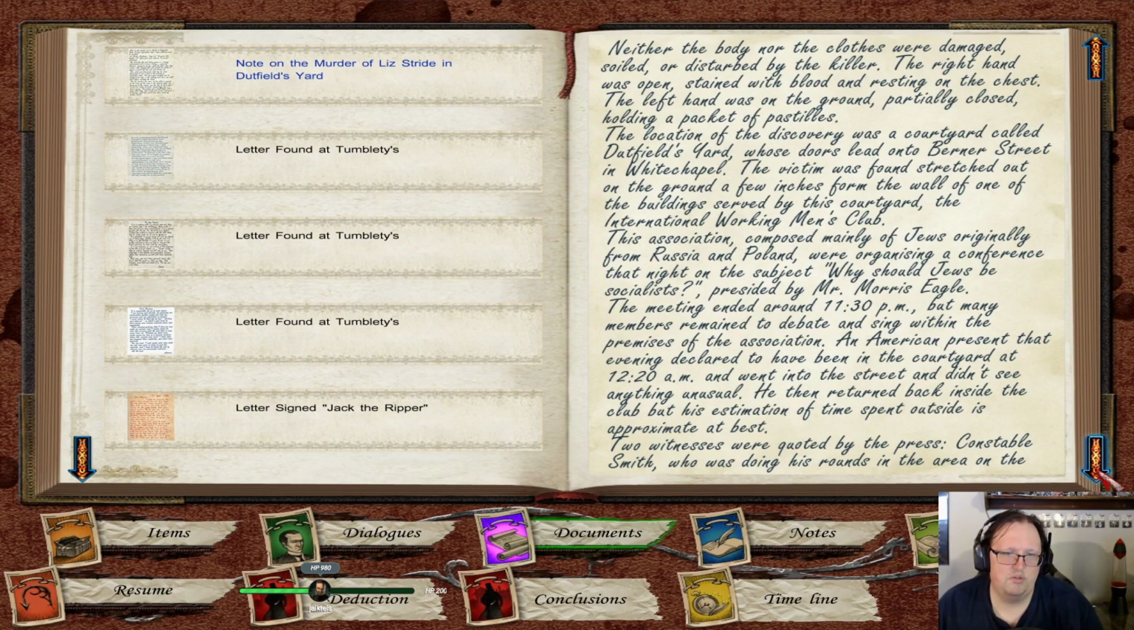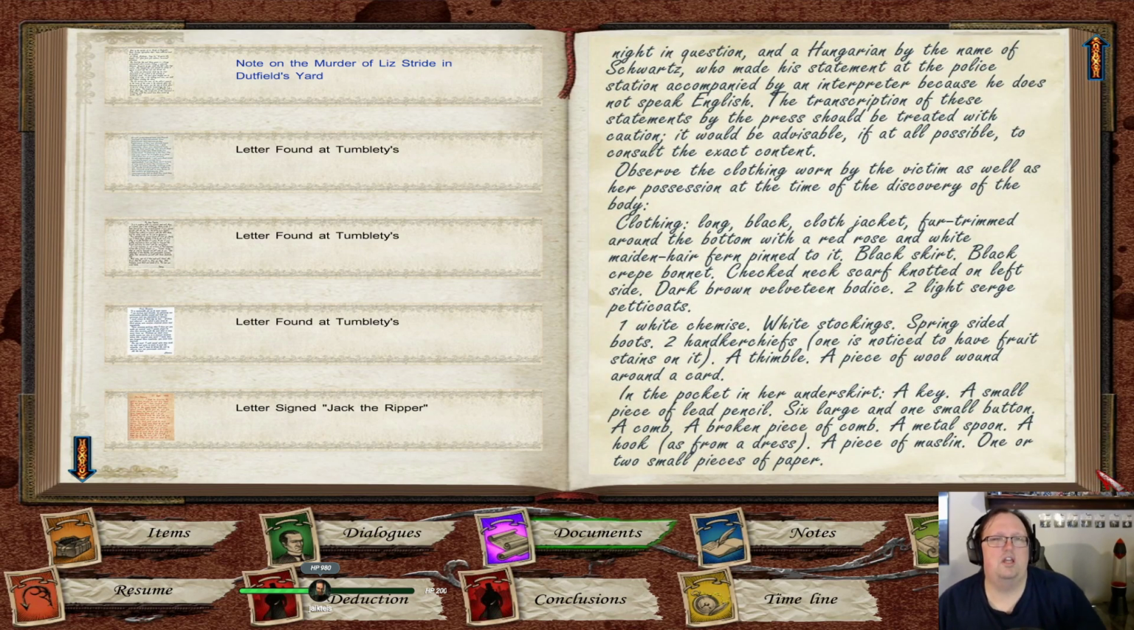Two witnesses were quoted by the press: Constable Smith, who was doing his rounds in the area on the night in question, and a Hungarian by the name of Schwartz, who made his statement at the police station, accompanied by an interpreter because he does not speak English. The transcription of these statements by the press should be treated with caution. It would be advisable, if at all possible, to consult the exact context.